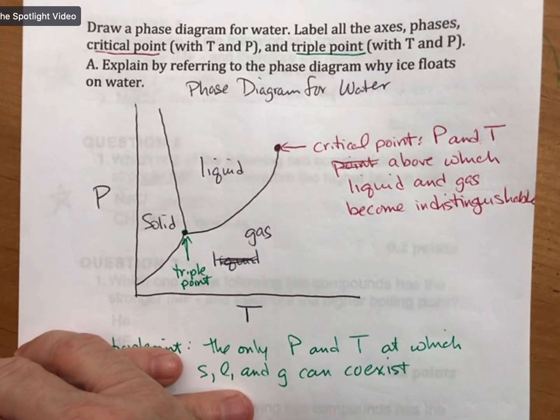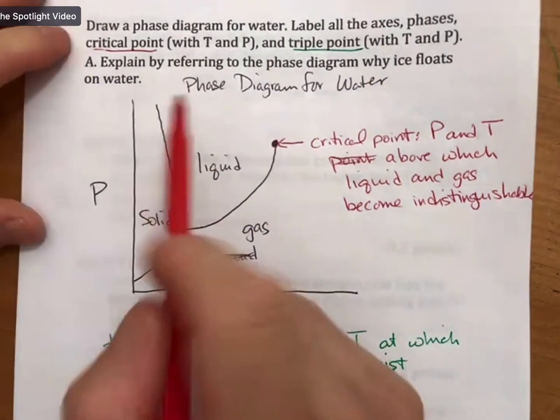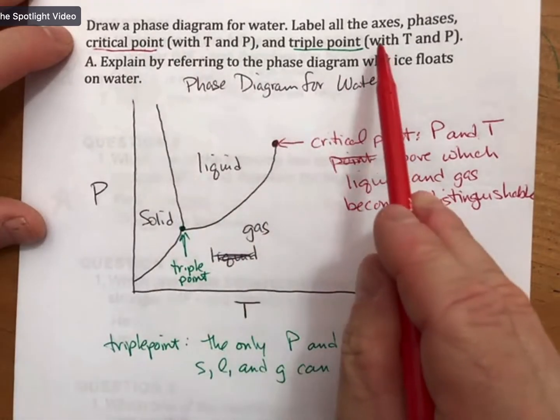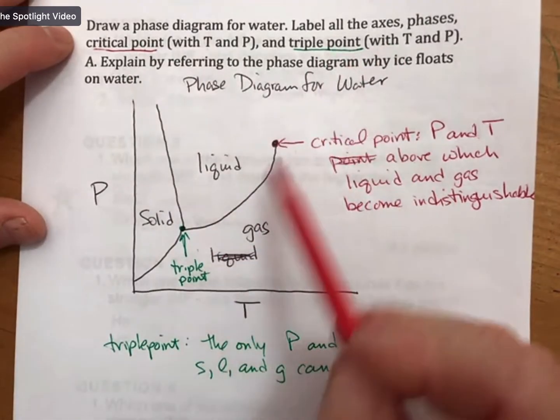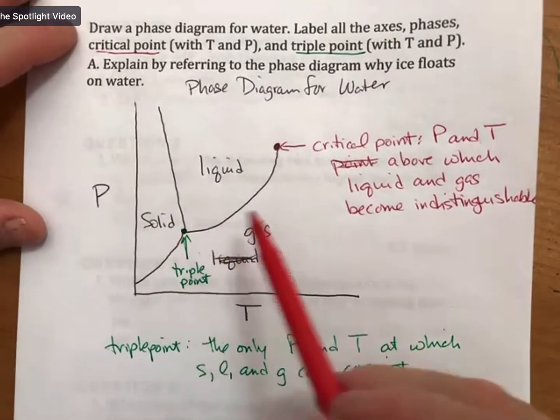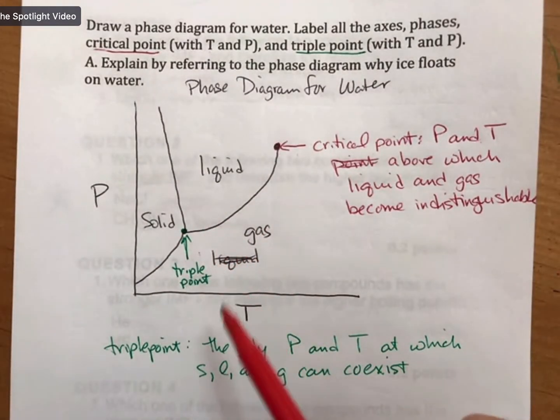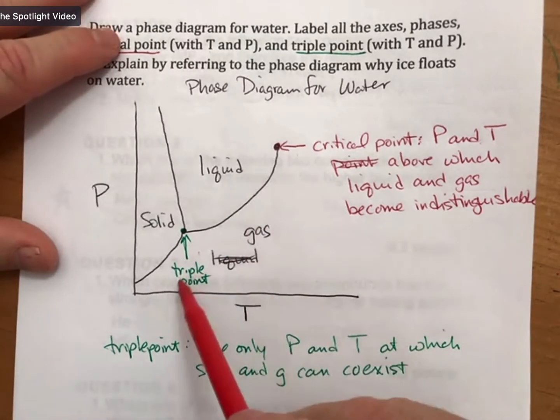And then, let's say this. I didn't put the temperature and pressure for the critical point, and I didn't put the temperature and pressure for the triple point. I have to look those up, so I don't have them in the back of my head right here, but I can look them up, and so that's what I would do. And I would expect you to label those.